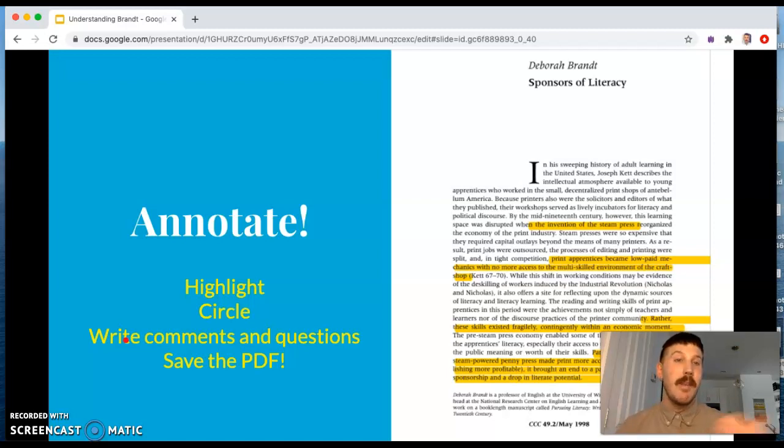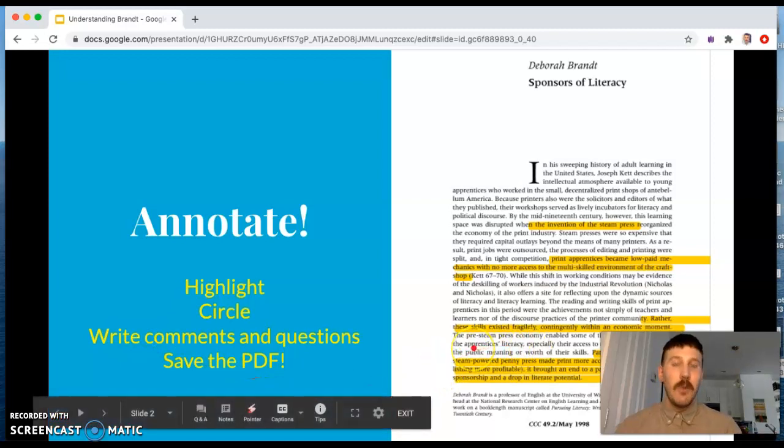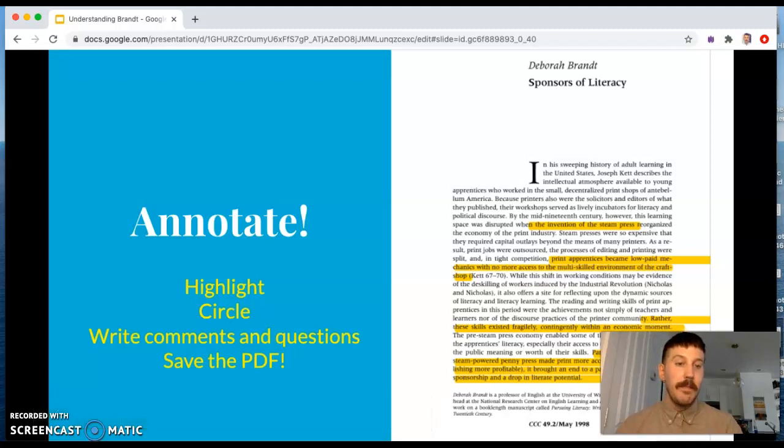Here's just a copy of my own PDF of the Brandt piece. I always highlight things as I read along. You can circle, write comments and questions, and of course save the PDF to your files, so you always have that to go back to. And I just want to pull up some other different PDF readers so you can see how these functions work if you're not familiar with them.